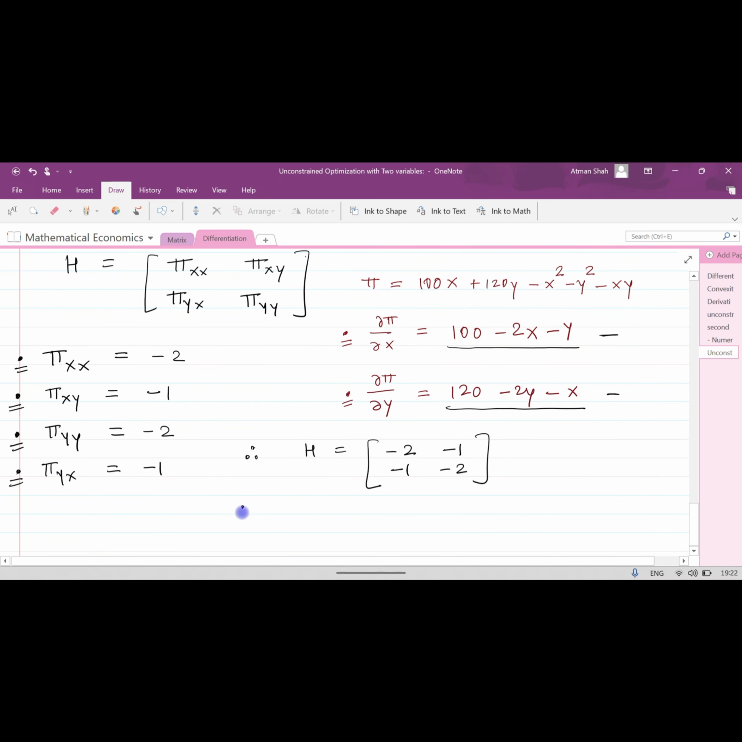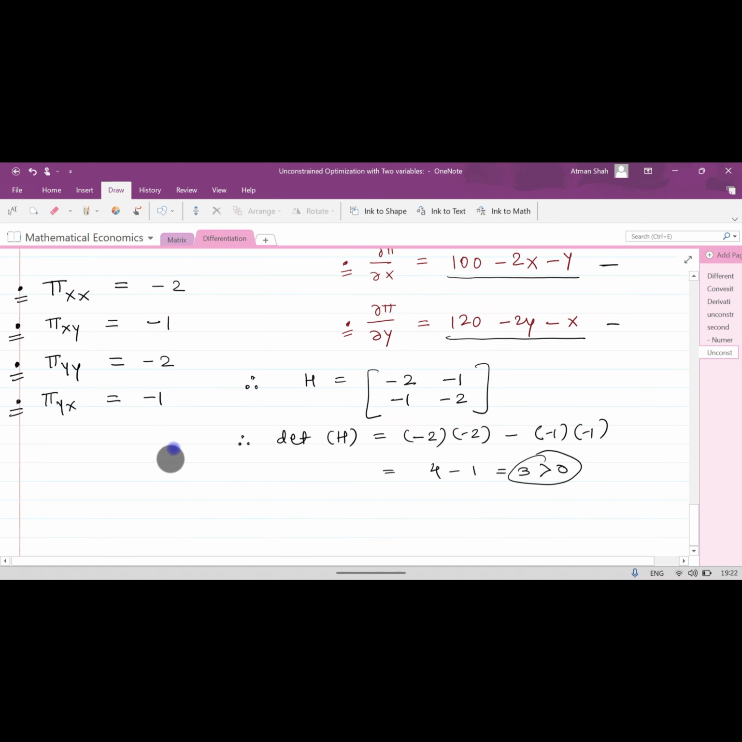So now the determinant of H is minus 2 into minus 2 minus minus 1 into minus 1. So this is equal to 4 minus 1, which is equal to 3, and it is greater than 0.